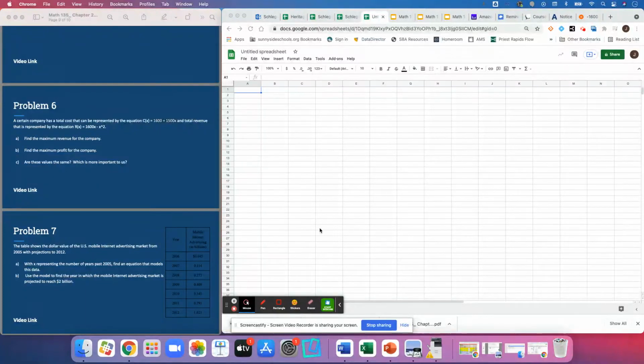So everyone, you can see I have replaced my iPad screen here with a Google Sheet screen because problem 7 is a curve fitting problem, and we've got the table that shows the dollar value of the US mobile internet advertising market from 2005 with projections through 2012.